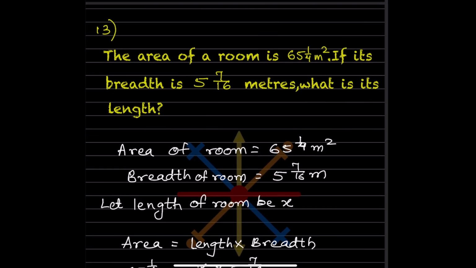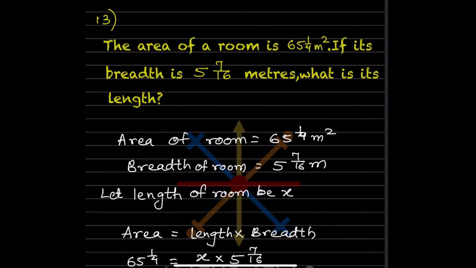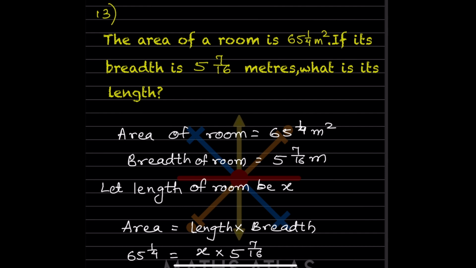So the area of a room is 65 1/4 meter square. If its breadth is 5 7/16 meters, what is its length? So the area of the room is 65 1/4 meter square, and the breadth of the room is 5 7/16 meter. So now we can write this. They want to know the length.